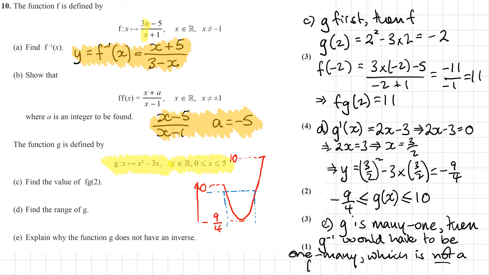So we can have 1 to 1, we can have many to 1, but you can't have 1 to many. So if you found the inverse of a many to 1 function, it would then become 1 to many. That's not allowed. That's not a function.